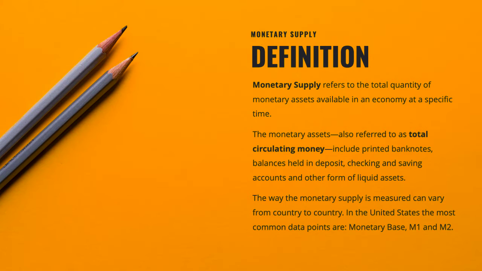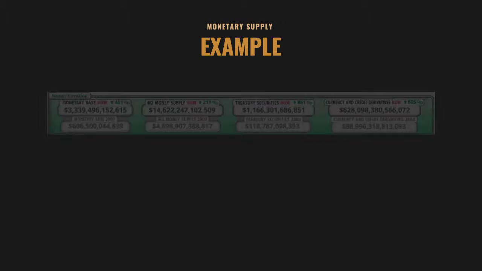The way the monetary supply is measured can vary from country to country. In the United States, the most common data points are monetary base, M1 and M2. Let's take a look at these real quick here.